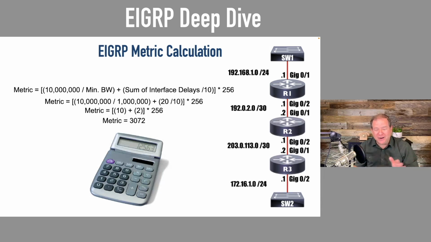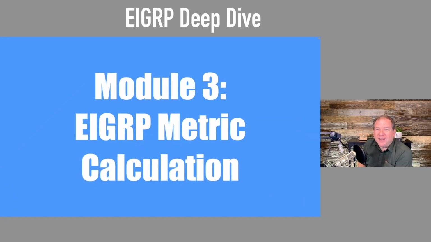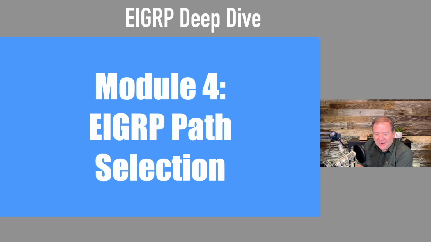So if we plug and chug here, it's 10 plus 2, 12, multiplied by 256. So that's going to give me a metric of 3,072. That's how the metric calculation works. Not incredibly straightforward, but that is the way it works. Let's take a look at how EIGRP does its path selection now.